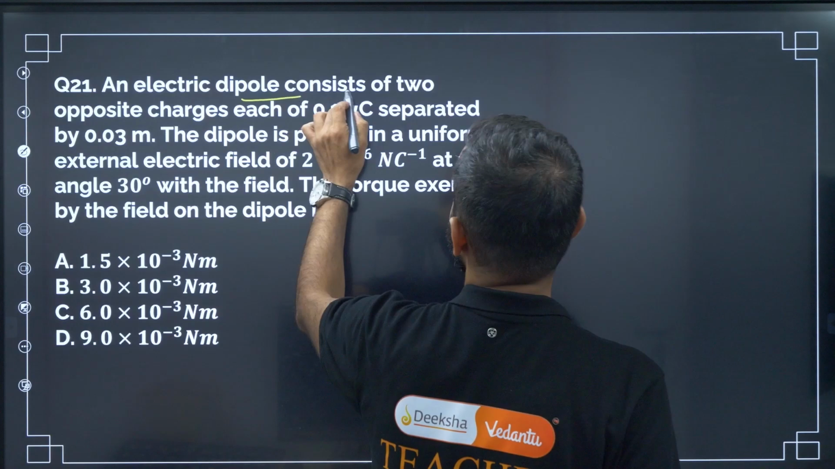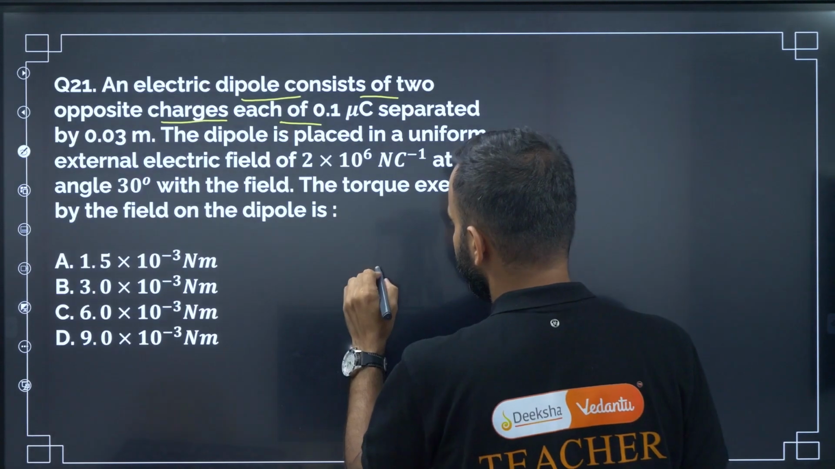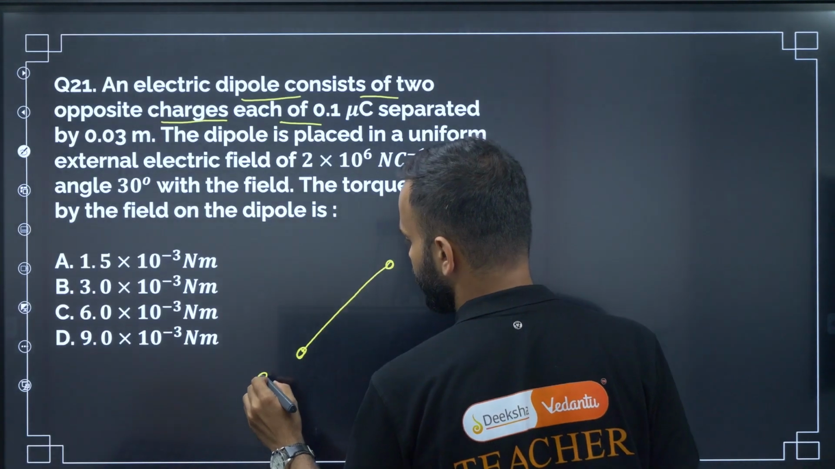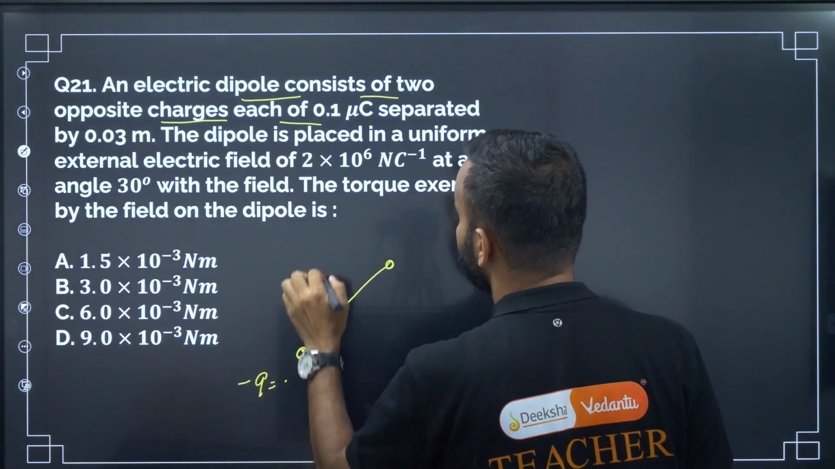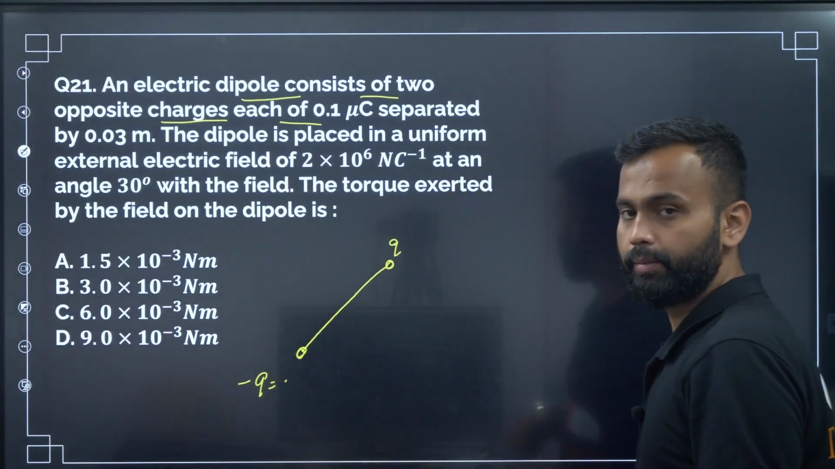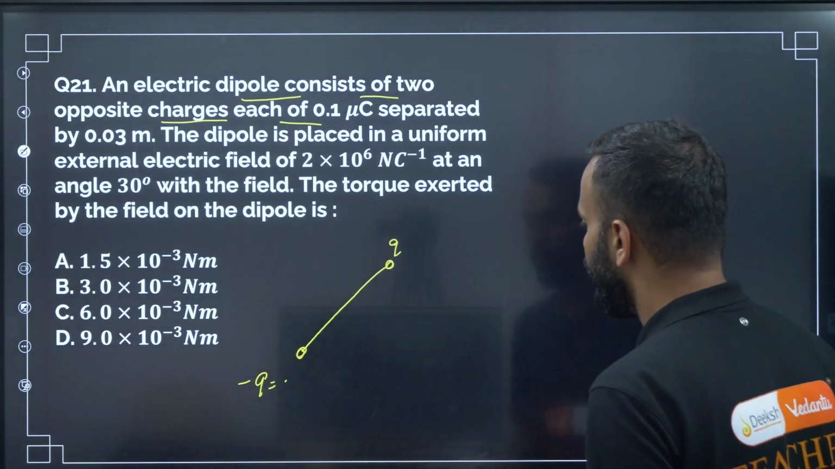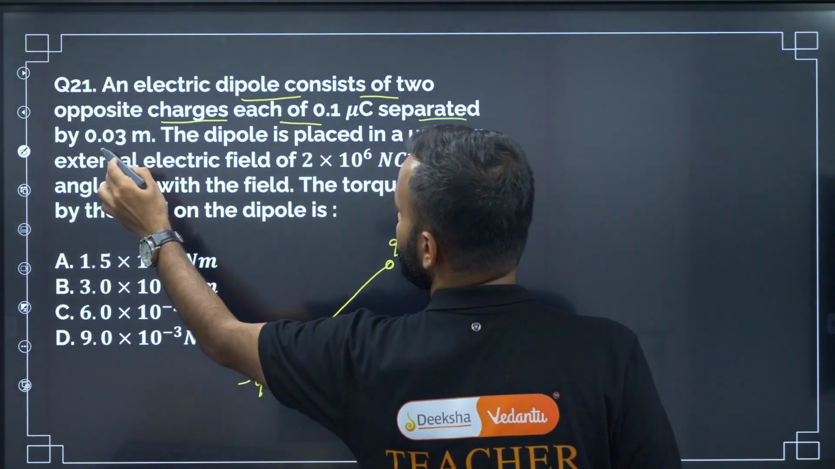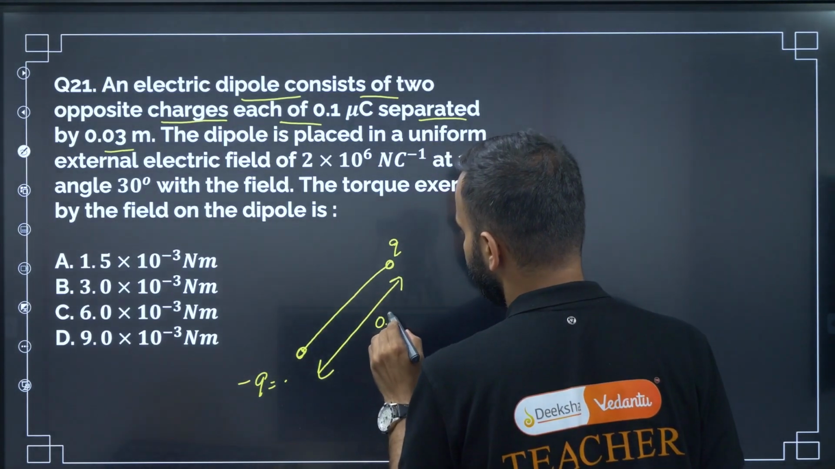An electric dipole consists of two opposite charges, each of 0.1 microcoulomb. The electric dipole consists of opposite charges, minus q and plus q. The value of q is 0.1 microcoulomb. Minus q means minus 0.1 microcoulomb. So it is separated by 0.03 meter.